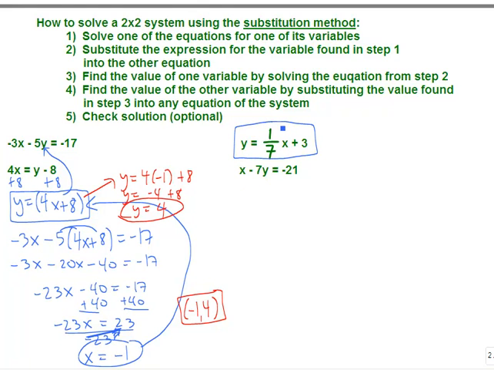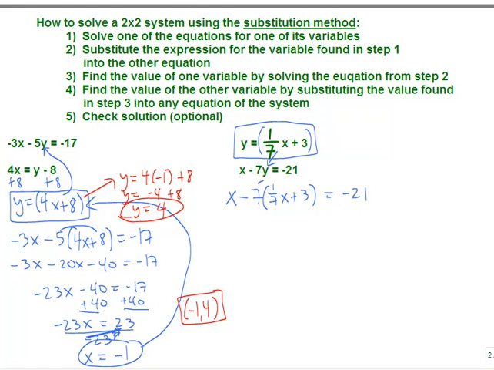And that means in the second equation, the one we haven't looked at yet, we're going to substitute in for this y 1/7 x plus 3. So all of this wrapped in parentheses is going to get substituted in for that y. So let's rewrite the second equation. x minus 7 parentheses 1/7 x plus 3, and that's supposed to equal negative 21. So now we have a new equation with only one variable x.